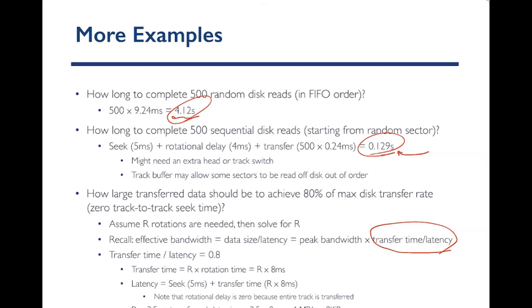So putting everything together, we have to now solve for R. The only variable here is R. So if you solve this equation, R becomes 2.5. So the data that you want to transfer is 2.5 times 8 milliseconds. Assuming that you can transfer 4 megabytes per second, that's your peak data transfer. You're going to transfer 8 kilobytes per second. Sorry, 8 kilobytes of data.